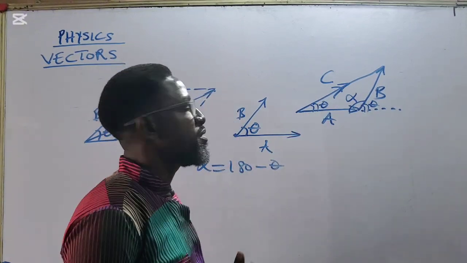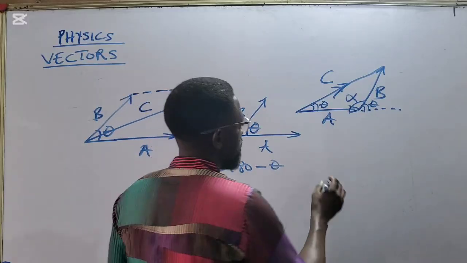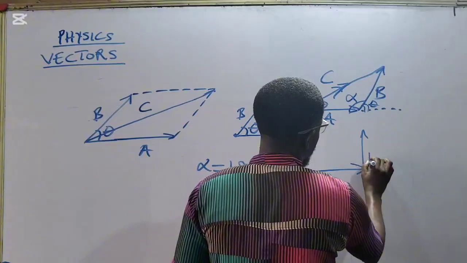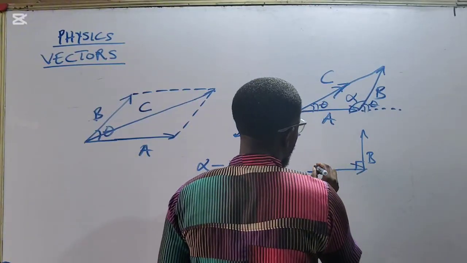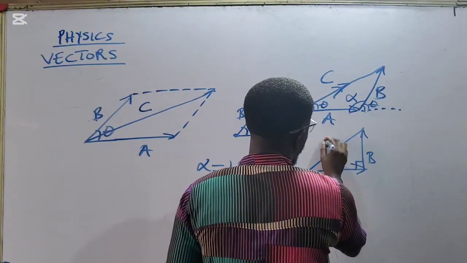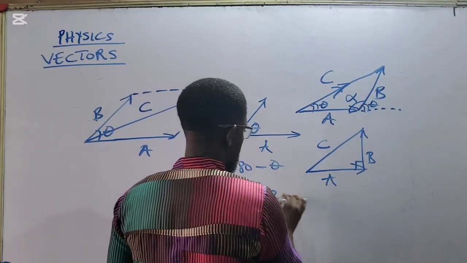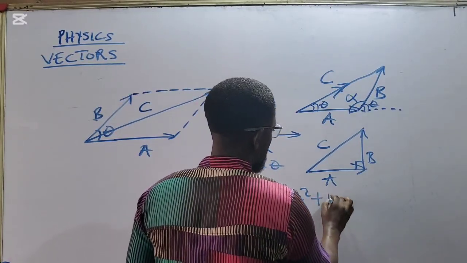Like in this case here, you cannot apply the Pythagoras rule. Apply the Pythagoras rule if you have the vectors in this form, let's say A and B, separated by about 90 degrees, then you have vector C. This one you can make use of the Pythagoras theorem: C squared equals A squared plus B squared.